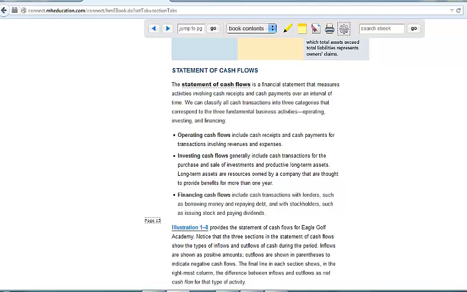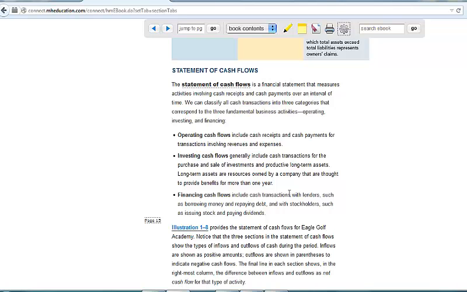Your investing cash flows include cash transactions for the purchase and sale of investments and productive long-term assets. So in the Eagle Golf Academy, that would have been when we invested in buying the equipment to get our business going. We're investing in our company. Financing cash flows include cash transactions with lenders and with your stockholders.